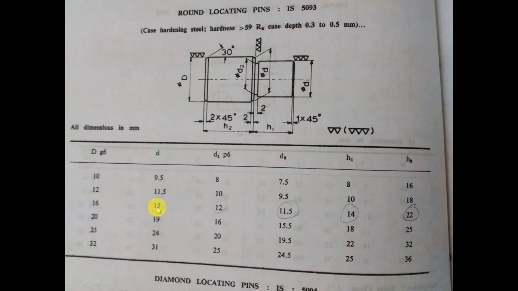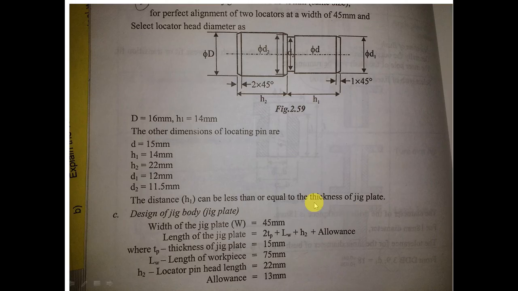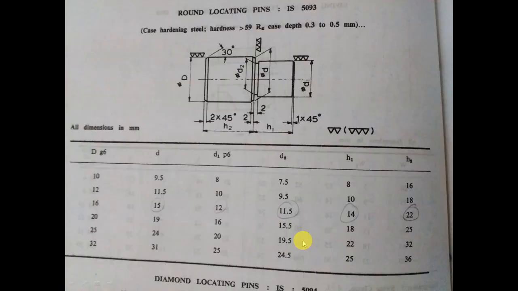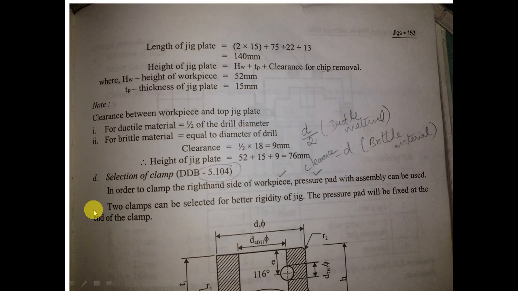So D is 16, D1 is 12, 11.5, H1 and H2 are 14 and 22. This H1 will be inside the jig plate. So this H1 is 14 because we know the jig plate thickness is 15 mm. What is the thickness of the jig plate? The thickness of the jig plate is equal to L2 of the bush, which is nothing but 15 mm. So this H1, which is going to be inside the jig plate, must be less than 15 mm. That's why we have selected 14 mm. So the corresponding capital D value is 16. So we have selected the locator.